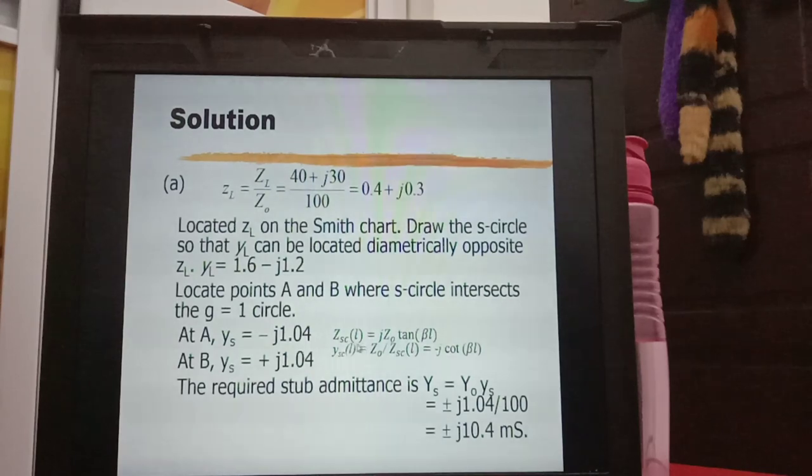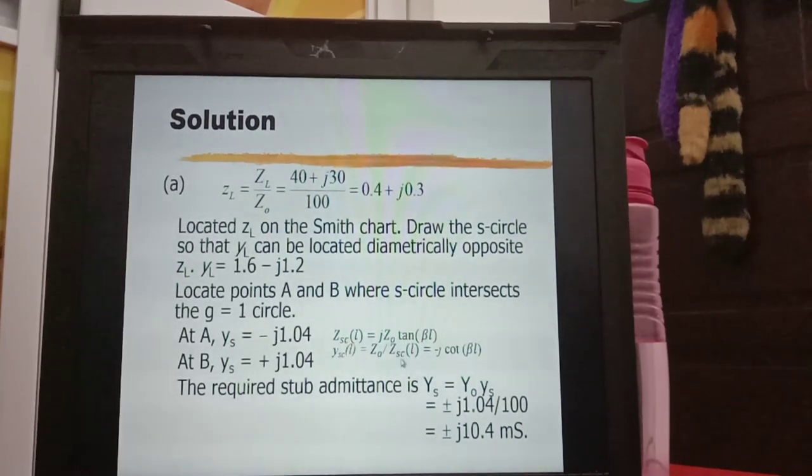We can actually use the formula for the impedance of a stub line, a short-circuited stub line in particular, to find the required length of the stub line. The impedance of a transmission line short-circuited at the end and with a length L is given by this formula. The normalized admittance is Z0 over the line impedance, which is Z0 over Z short-circuit. That is the normalized admittance of the stub line. So here, if we take 1 over j tangent beta L, we get minus j cotangent beta L.